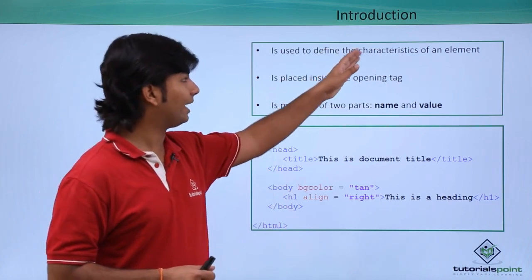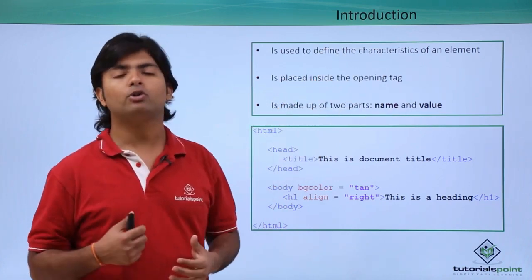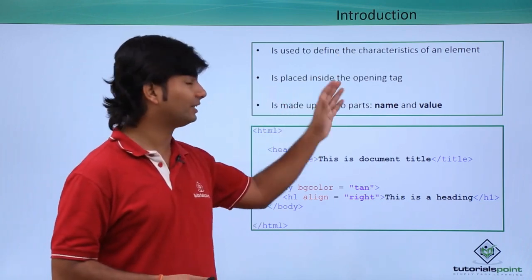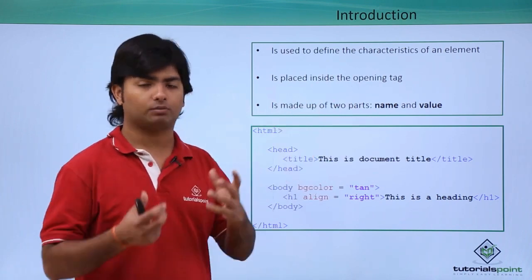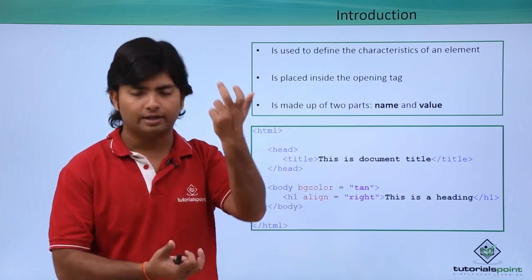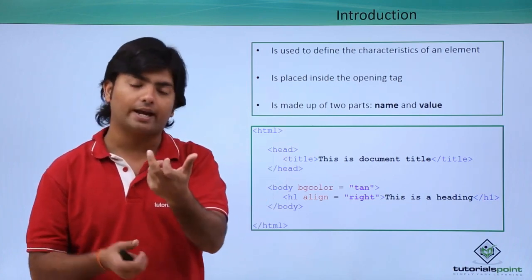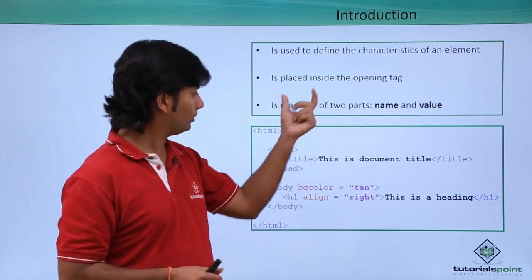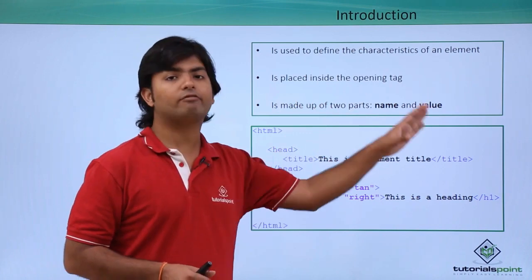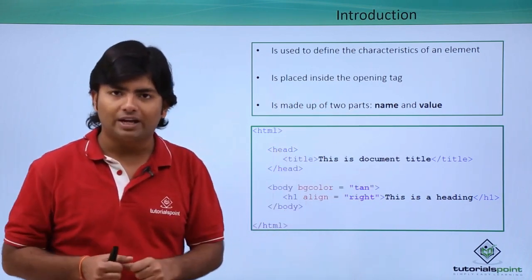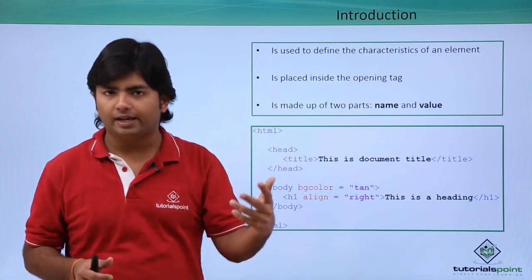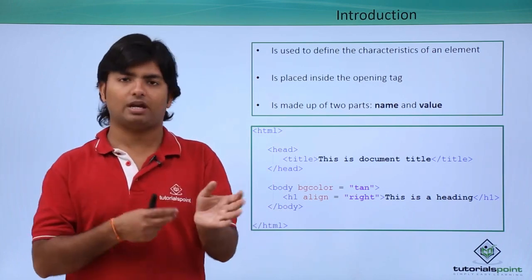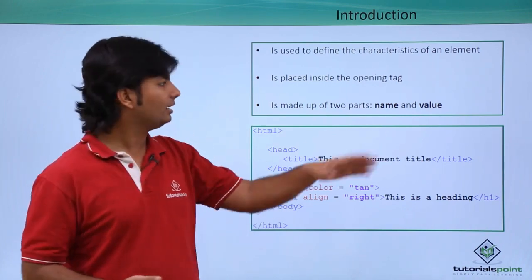So it's used to define the characteristics of an element, like how you are going to show the particular HTML element or a tag. It's placed inside the opening tag. We have a couple of things like opening tag and closing tag. So when you pass the opening tag, inside that you will mention the attributes followed by the value. So that will be made up of two parts, the name and value, meaning the name of the attribute and its value. For example, if body is my tag, I want to change the background color, so bgcolor is my attribute, and red, maybe I want to make it a red background, so red is the value.